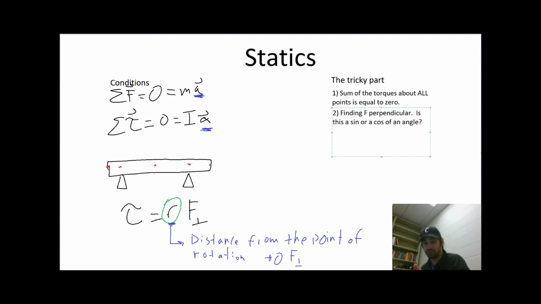And you need to apply some trigonometry in order to figure out whether I want to use the sine or the cosine. We'll see in some more detail when I do the example problem how that ends up working out.